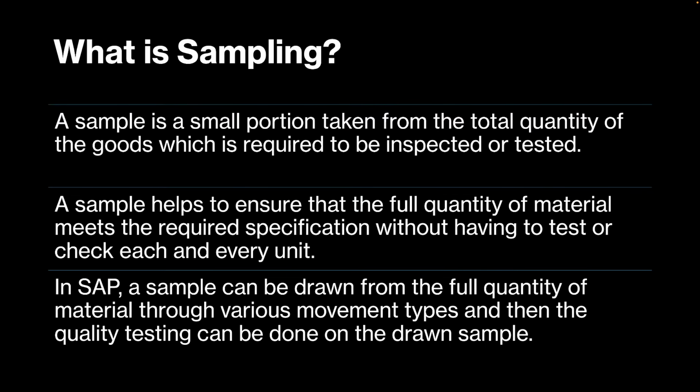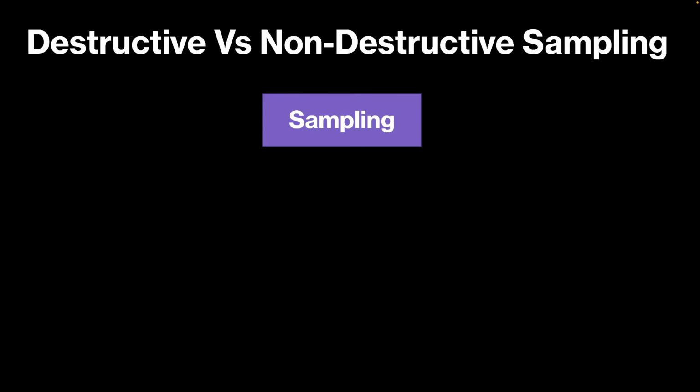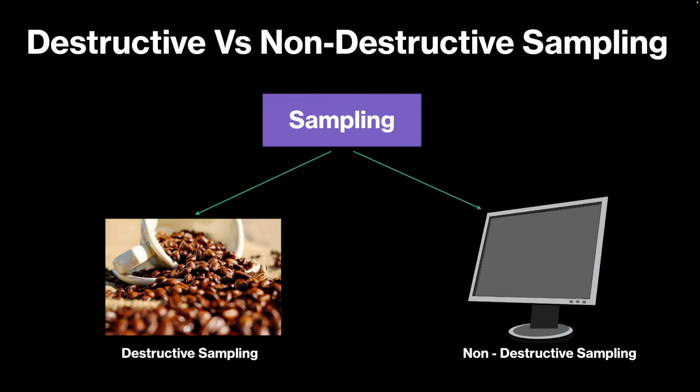So this is the concept of sampling, that you draw a small quantity from the quantity that has been supplied. You perform a test on that small quantity and then you certify the whole supplied material whether it is acceptable or not. So in SAP, specific movement types have been given to do this sampling process. And today we'll learn about all those movement types and what all processes are there in SAP to do this sampling. Now let's see what all sampling processes are there. So you can see here, sampling can be done in these two ways, that is destructive sampling or non-destructive sampling.